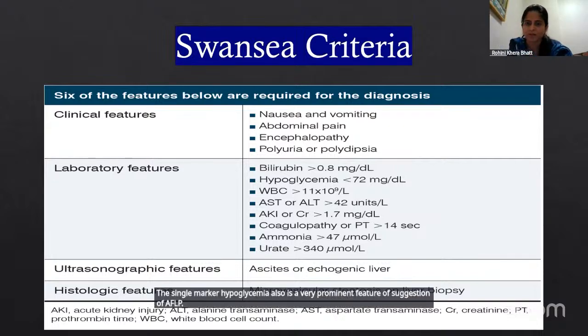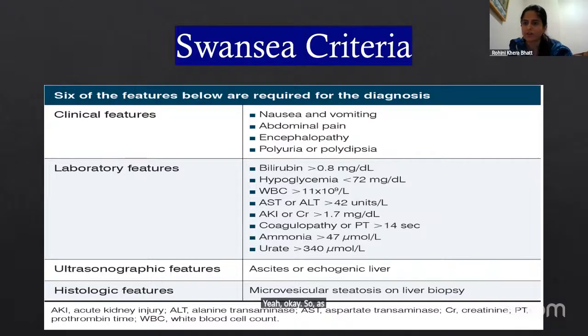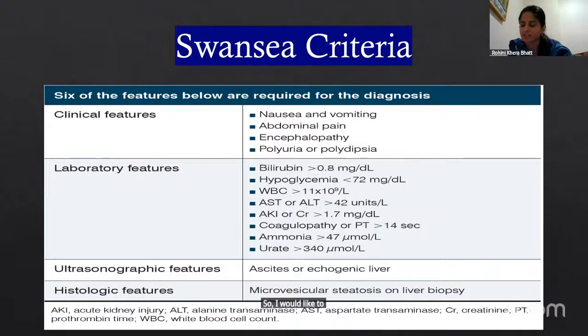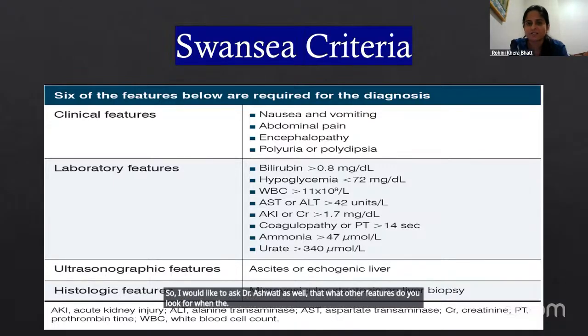Okay. So as rightly pointed out by Dr. Amey, these are also the features which differentiate it from severe preeclampsia and HELLP. So I would like to ask Dr. Ashwati as well, what other features do you look for when the transaminases and thrombocytopenia overlap?